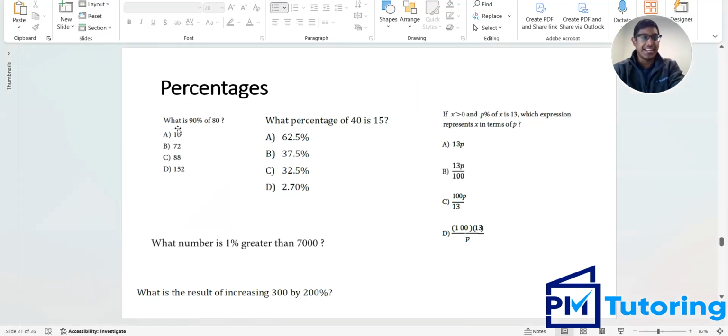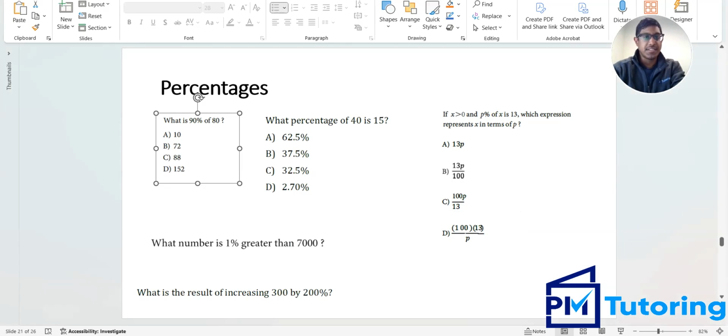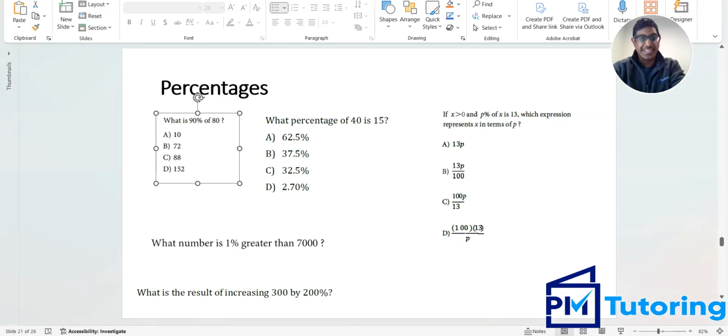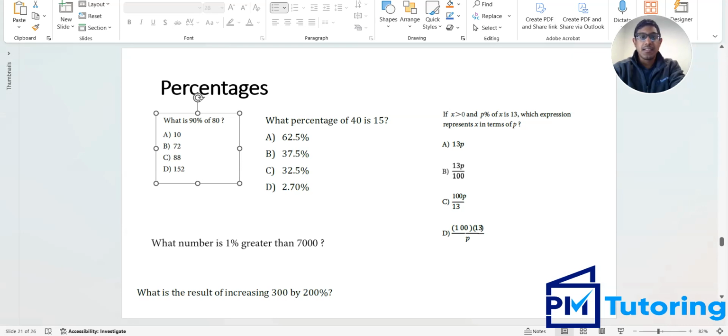For example, what is 90% of 80? We just type 90%, we get the "of", 80 equals 72. Simple. Now we could flip that around. What percentage of 40 is 15? So we could just take 62.5% of 40 and see if that equals 15. And it does not. It equals 25. And then we could just try down the list until we get something that matches, like 37.5. And that does equal 15. Boom, done.